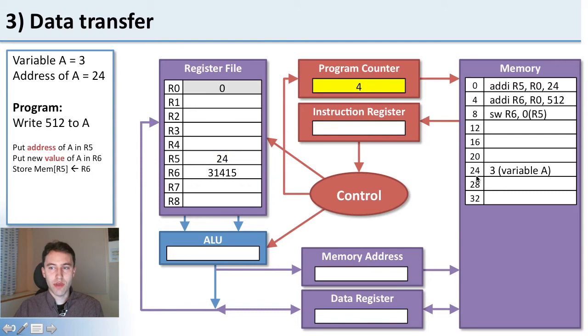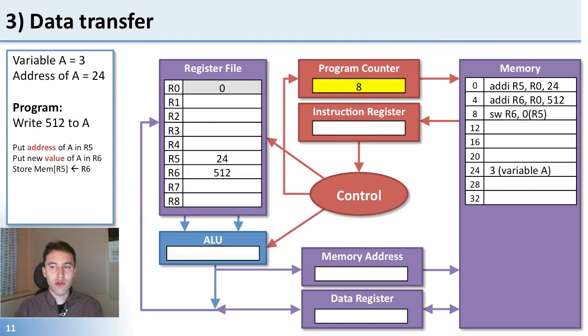Now we increment the program counter and go on to the next instruction. In this case, it's another add immediate with R0 and 512. So this is going to store 512 into R6. If we look at how this works, we've got an add. We're going to add 0 plus 512 and store the results into R6. So now we've got 512 in R6.